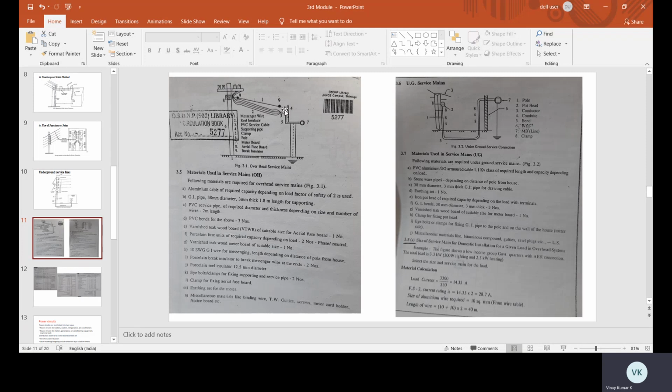So the length of the GI wire is also 20 meters, and the number of reel insulators required is equal to the total length into 0.75. At every 0.75 meter we need to place one reel insulator. So 20 meters into 0.75 gives the number of reel insulators required. PVC service cable, that is already done. And the other things are the meter, aerial fuse board or brake insulators. These are the other materials that we need in our calculation.